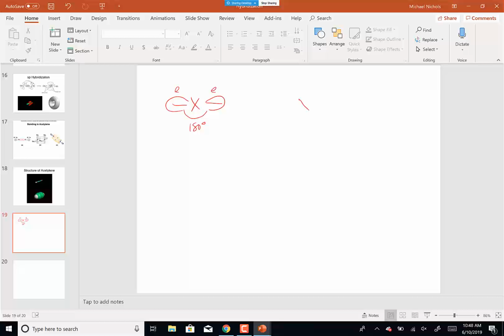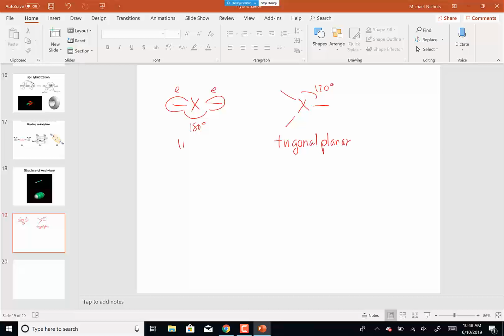If we now take an atom and we have three bonds, and those bonds can be single bonds or double bonds, it doesn't matter, we're treating them all the same, then what we have is a 120 degree bond angle, and all three of those bonds are in the same plane, so this is what's called trigonal planar.